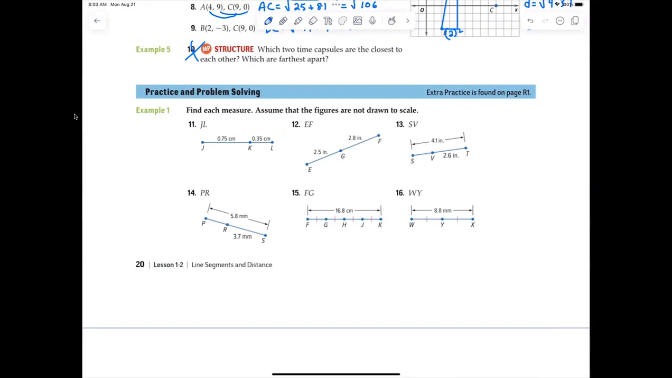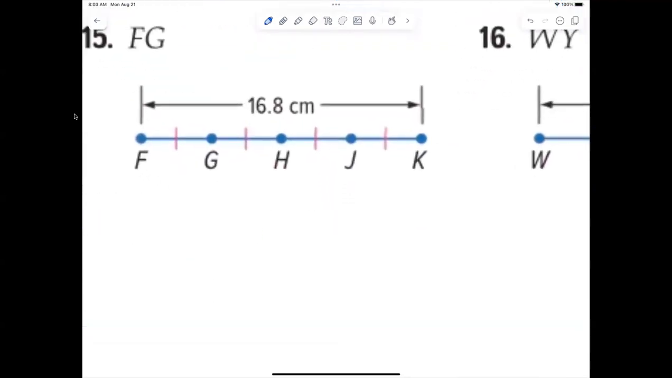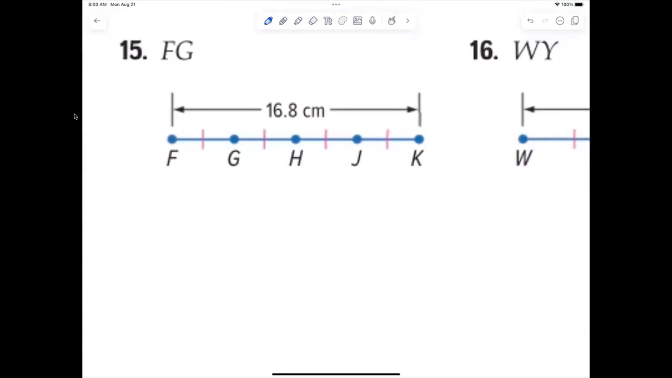Let's look at 15 just to make sure. What do the red lines mean here, guys? They're all equal, right? If I would have put 2 tick marks, then what? First 2 are equal and the second 2 are equal. Thank you very much. All right. Anybody have any questions with that?